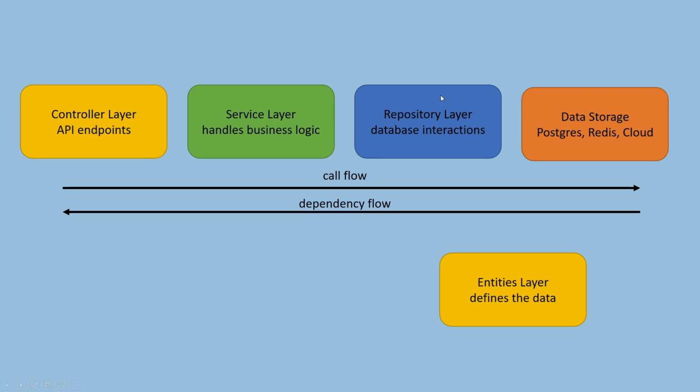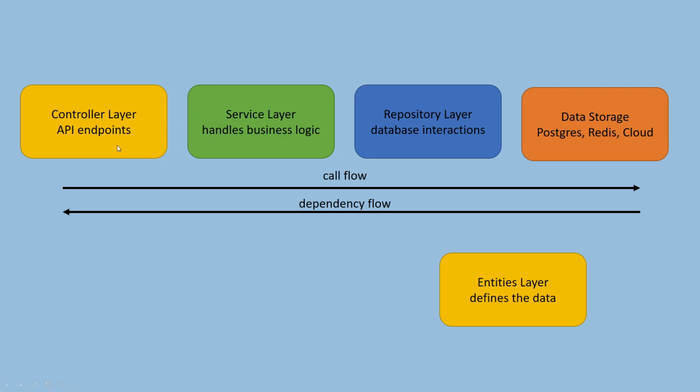Now the repository layer is going to be dependent on our data storage. So for example, we're going to have a Postgres instance or perhaps a Redis one, or even interact with the cloud, for example AWS or Google Cloud. And here, separated, we're going to have an entities layer. This is where our data is going to be defined, the data that is going to be stored in our data storage, but also the data that is going to be passed from one layer to another.